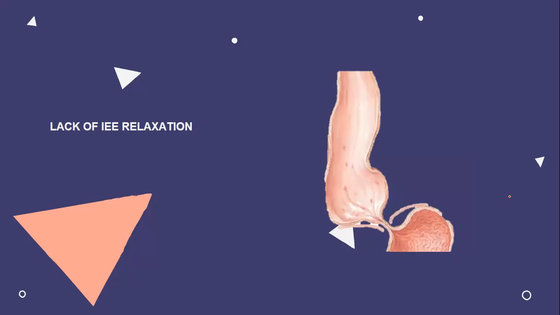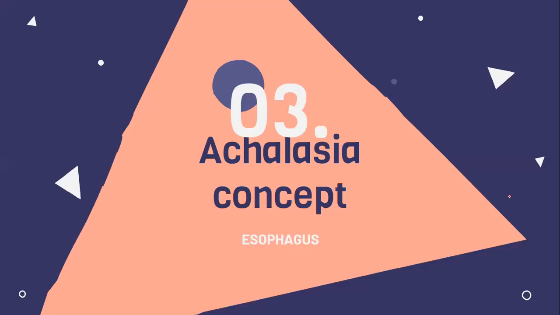Well, the name of the disease actually comes from two words. This one, right? A, which means without, right? And chalasia actually means relaxation. So without relaxation of a structure, which is actually the lower esophageal sphincter, right?